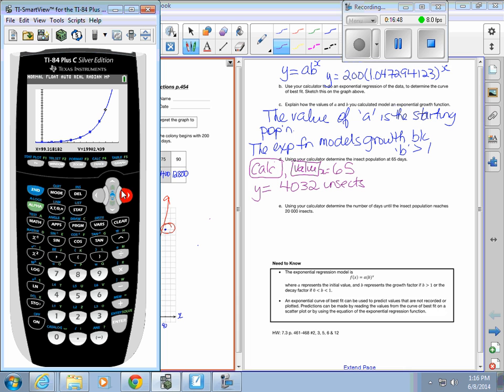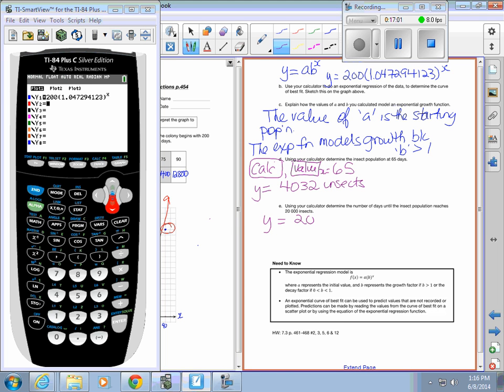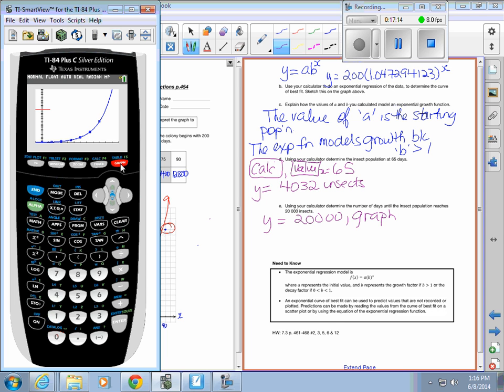The other way to do this is, again, to use the calculator, but do a y equals. So let's say y equals 20,000, which is what we want. So put y equals 20,000, and then graph. Graph it. There's the line. So I can see from there, that doesn't give me the value.